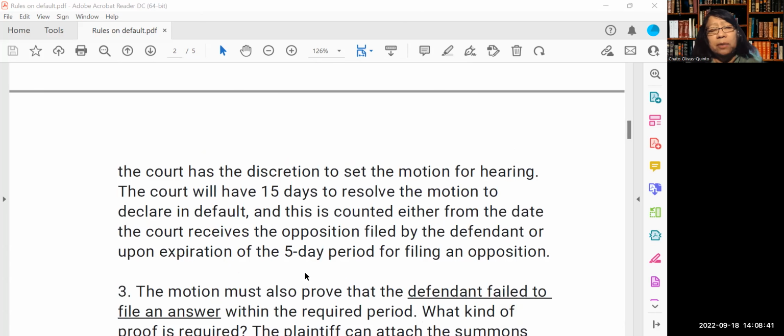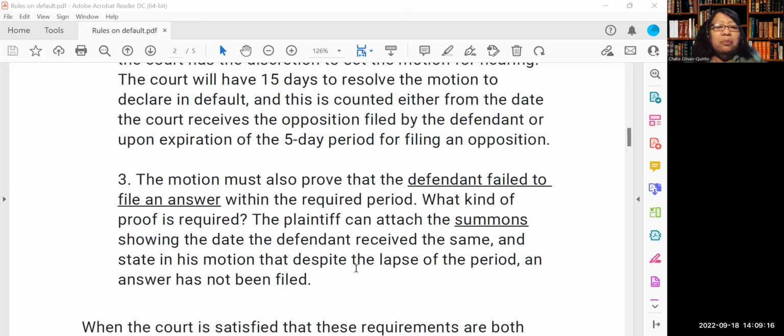Now, the court can opt to set the motion for hearing if it likes, but that is discretionary upon the court. And the court will have 15 days within which to resolve the motion to declare the defendant in default. Ano yung counting ng 15 days? Within 15 days from the filing of the opposition by the defendant. Pero kung hindi nag-file ng opposition ang defendant, ang counting will be upon expiration of the 5-day period for filing an opposition.